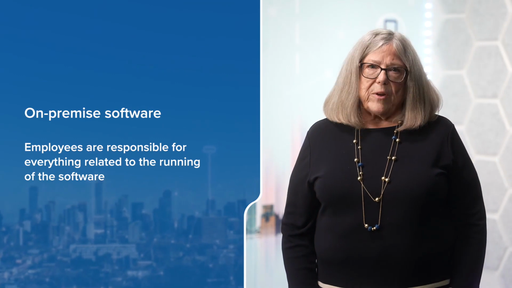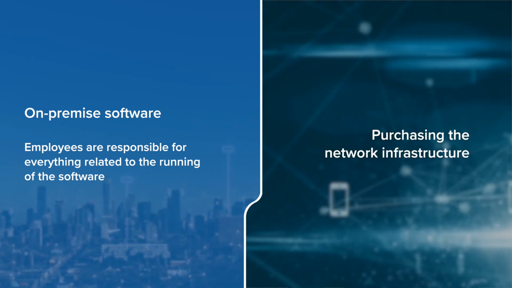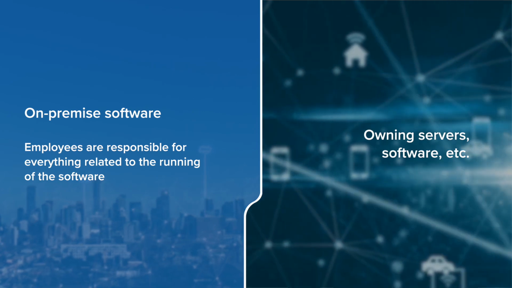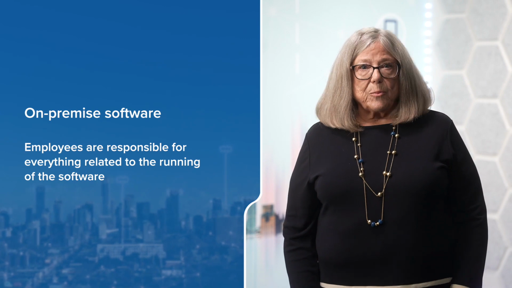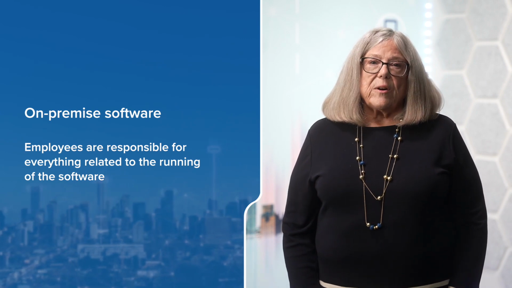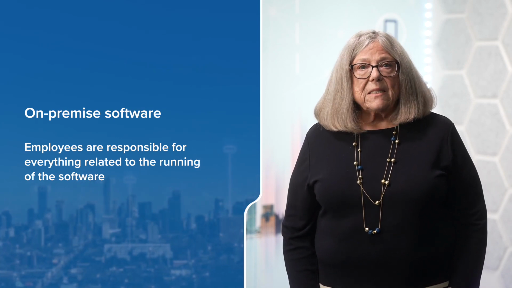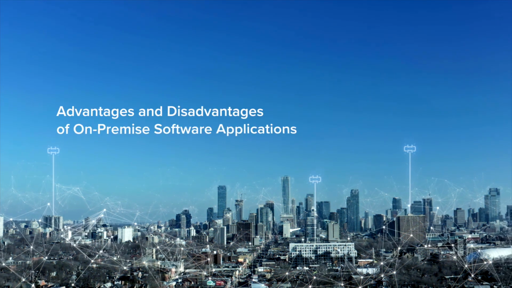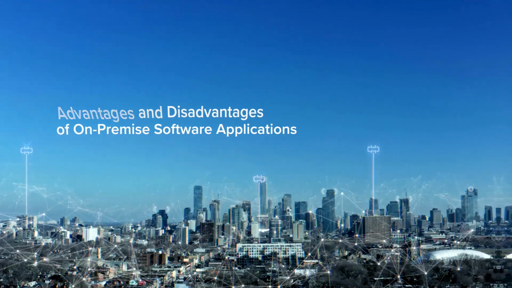With on-premise software, your employees are responsible for everything related to the running of the software. That means purchasing the network infrastructure, providing the power to the data center, owning servers, software, and more. Once a license for the software is purchased from the vendor, the software is installed on your servers. Employees need to maintain this to keep it running, secure, and up to date. Let's dive deeper into advantages and disadvantages of on-premise software versus SaaS.